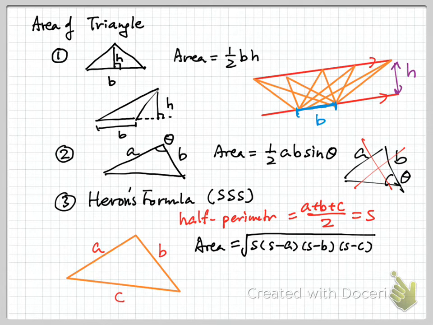There is a divide by 2 in the previous two versions, but not this one. The area is simply the square root of S, don't miss the S here, S times S minus A, S minus B, S minus C, S being the half perimeter, A plus B plus C divided by 2. So this is directly the area of the triangle based on SSS.